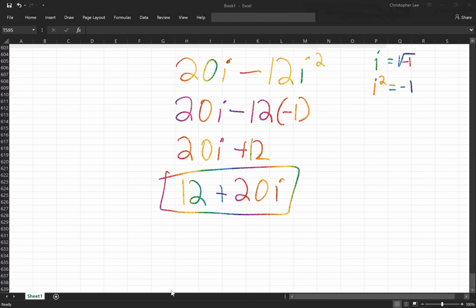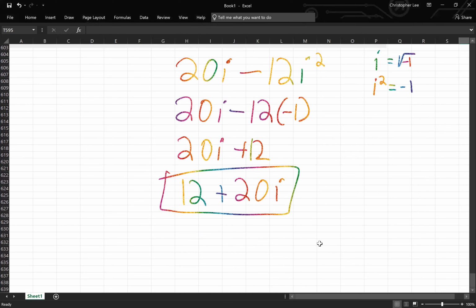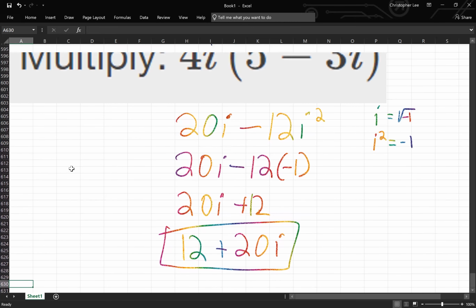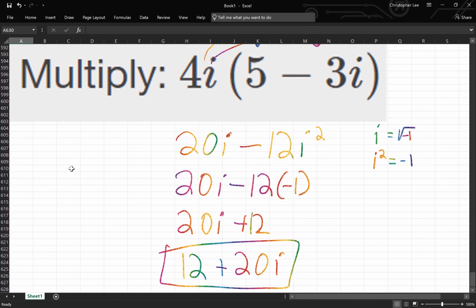It would never be a negative. What do you mean? Oh, like minus 20i or something? That's possible, yeah. You can't keep it a square. I can't have a power on it.